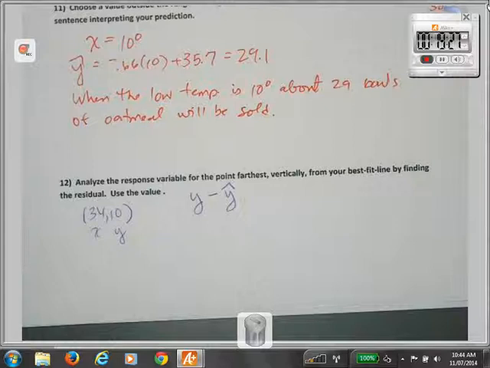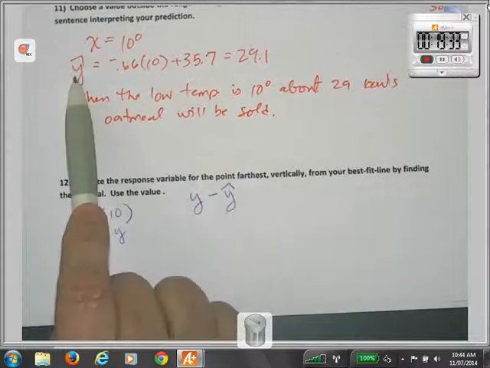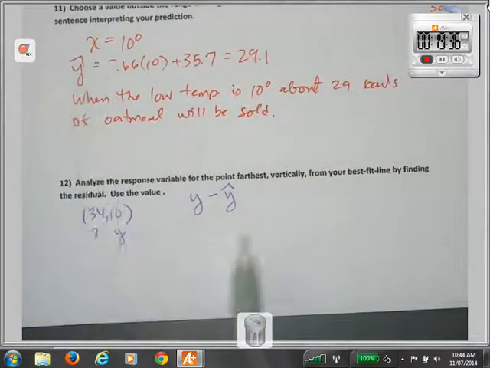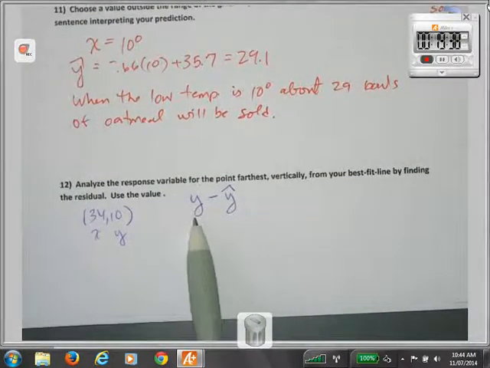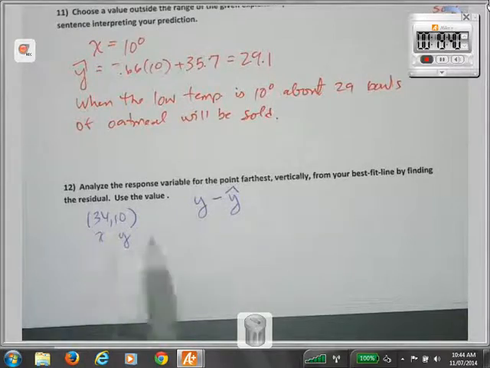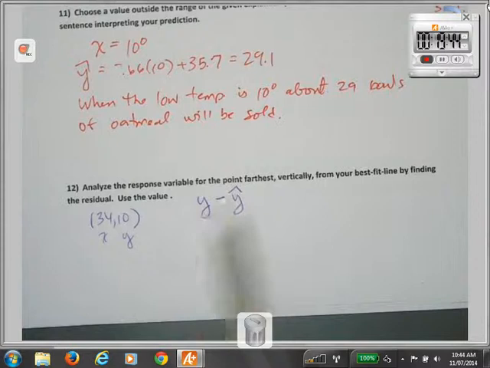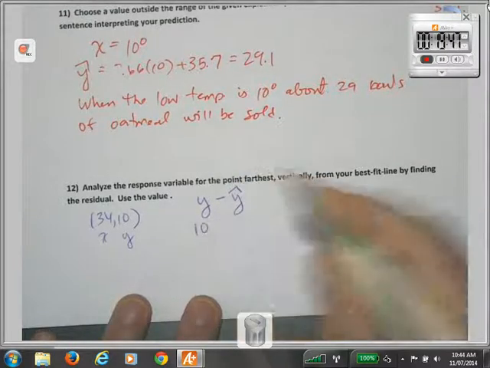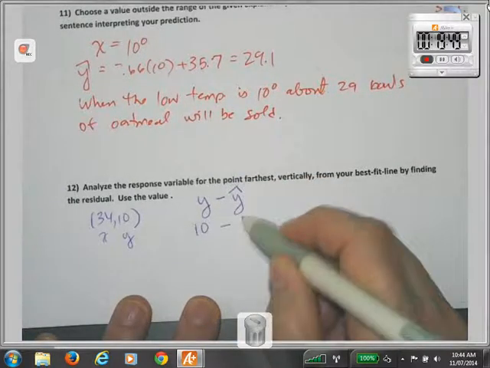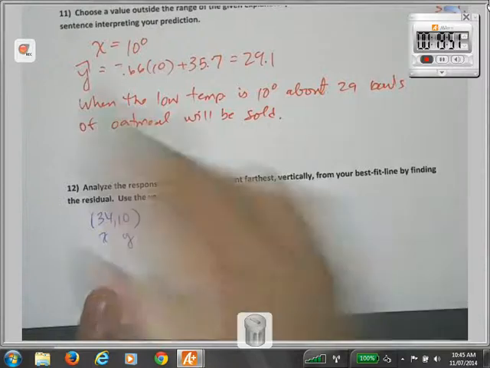So this little formula is on your list of steps. Y minus Y hat. We know what Y hat is. We've just done two problems with Y hat. This Y comes from the point that we just discovered, so this Y is going to be 10. Y hat we now have to calculate, so we calculate Y hat by using that formula up there.